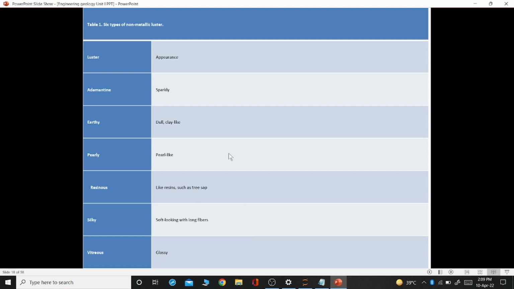So let's see the types of non-metallic luster. Adamantine, they have a sparkly appearance; earthy, dull, they look clay-like; pearly, pearl-like; resinous, like resin such as tree sap; then silky, soft-looking, long fibers; and vitreous means glassy.